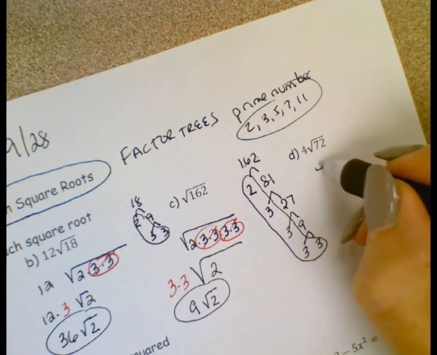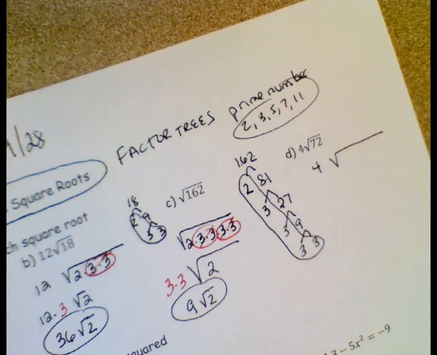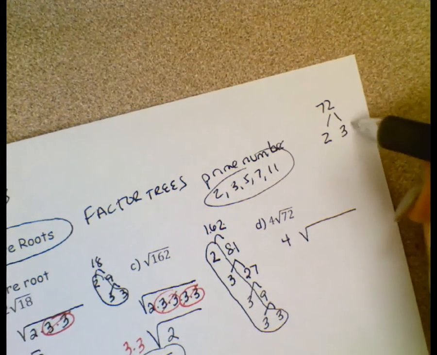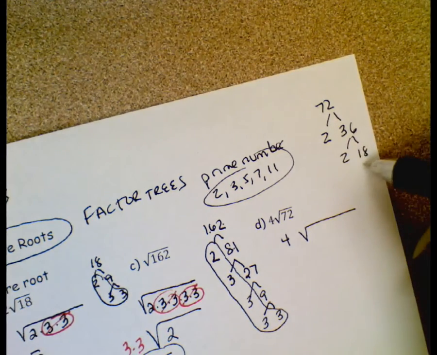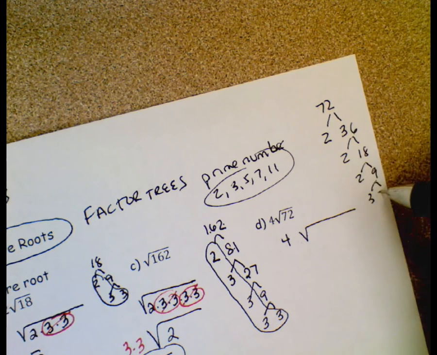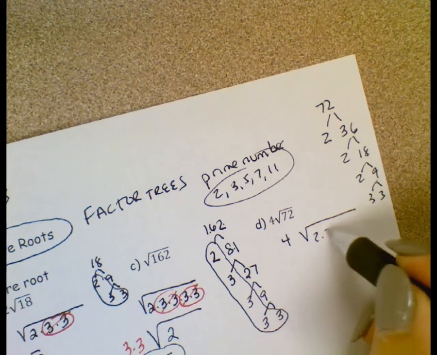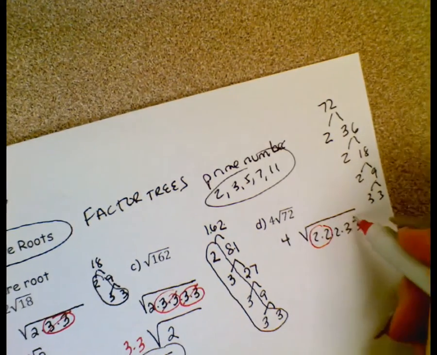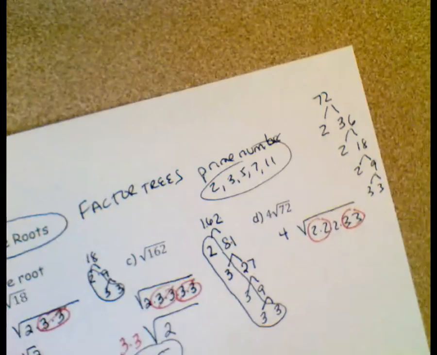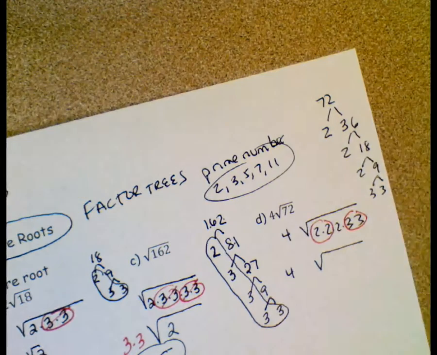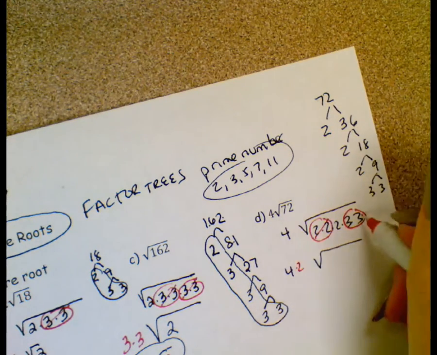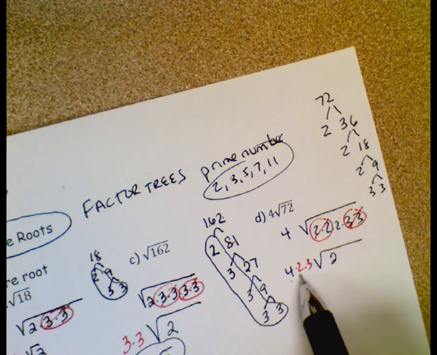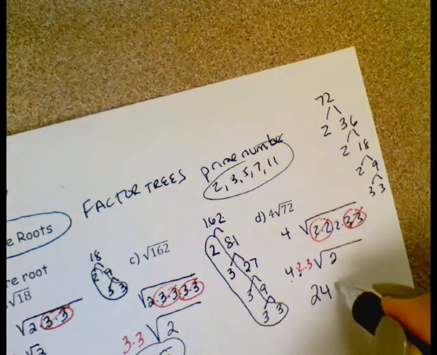So 4 and 72. Factor tree up here. It's even. So half of 72 is 36. Half of 36 is 18. Half of 18 is 9. And 9 is 3 and 3. So it's 2 times 2 times 2 times 3 times 3. So a pair of these and a pair of these comes out. So we have a 4 already out here. We're bringing a 2 out, cross them out. Bring a 3 out, cross them out. And there's still a 2 left underneath. So if you multiply 4 times 2, that's 8. 8 times 3 is 24. Your answer is 24 square root of 2.